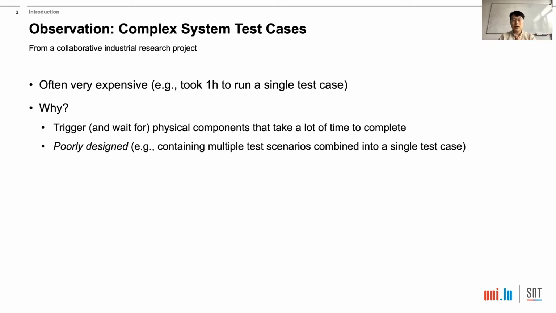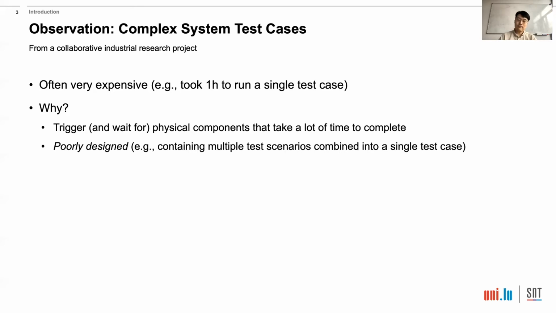This is exactly the case we observed from our collaborative industrial research project. There were many complex system test cases, but they are often very expensive, taking more than 1 hour to execute a single test case. Why? They trigger and wait for physical components that take a lot of time to complete. On the other hand, some of the test cases are poorly designed, containing multiple scenarios combined into a single test case. This is mainly because of the accumulation of technical debt over several years of software development.